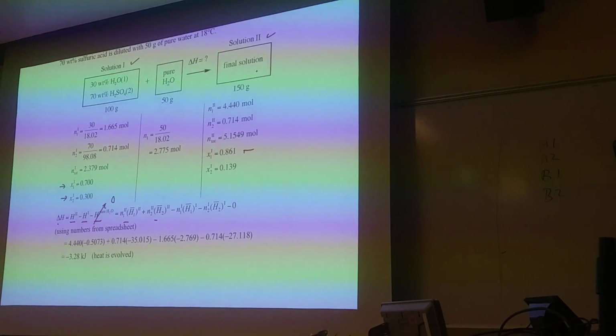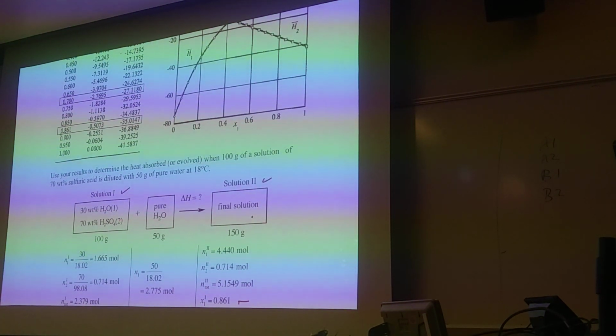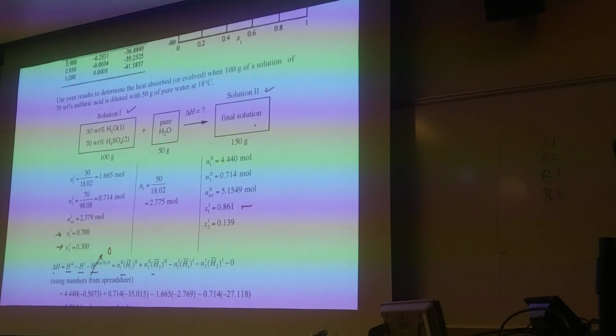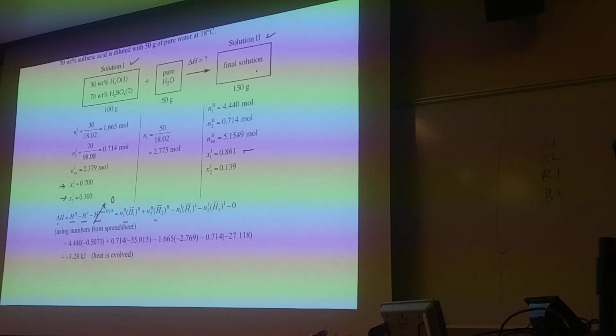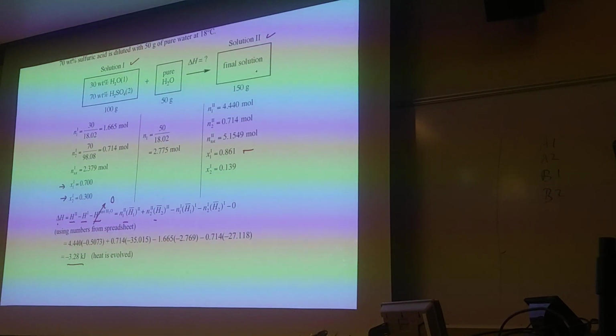Now I can go back to the spreadsheet and put in the exact number here, because once I've got it, let's put it in another line and get the exact number from the formulas that are already keyed in there, and calculate all of these numbers, put them all together, and end up with minus 3.28 kilojoules. And it's important that we recognize that there's a minus there, which means that heat is evolved.